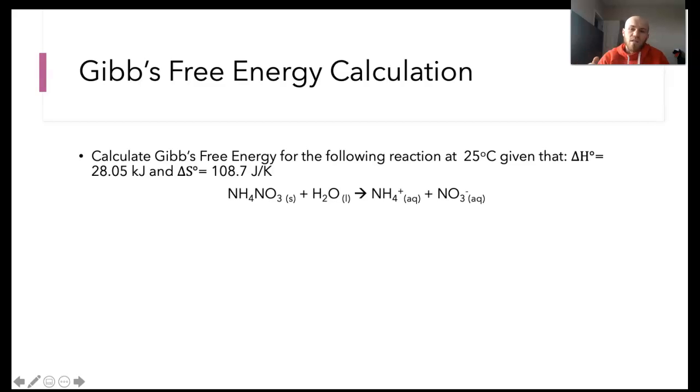I have provided the chemical reaction here for you. So if you would take this time and think about how you can use this equation for Gibbs free energy in order to solve for whether this reaction is going to be spontaneous or not spontaneous. I recommend pausing the video right now and seeing if you can solve for that.